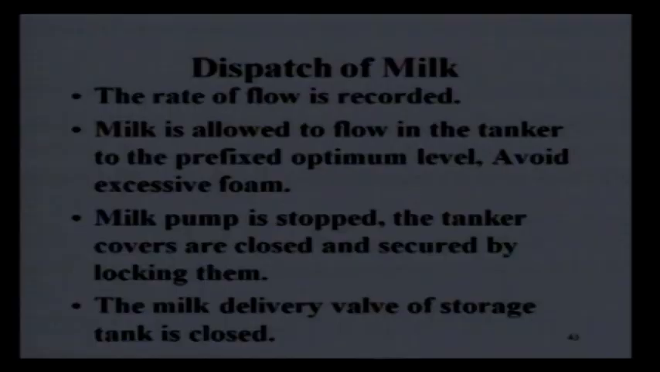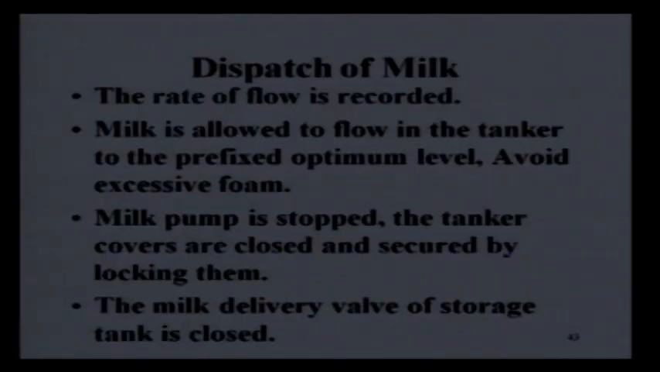The basic purpose is that whatever milk we have collected has to be transported to the silo or storage tank. The rate of flow is recorded and milk is allowed to flow into the tanker to the prefixed optimum level, say 10,000 liters, which we have to define beforehand. The milk pump is stopped, the tanker covers are closed and secured by locking them, and the milk delivery valve of the storage tank is also closed.